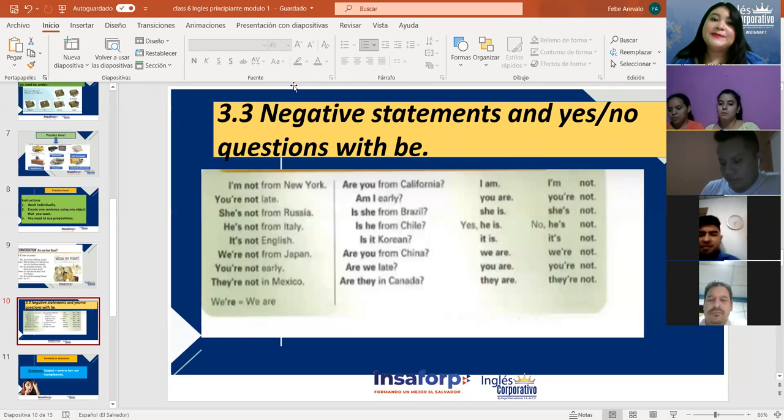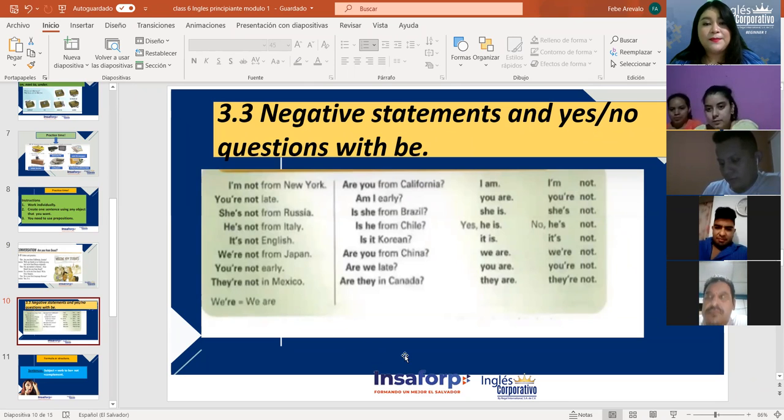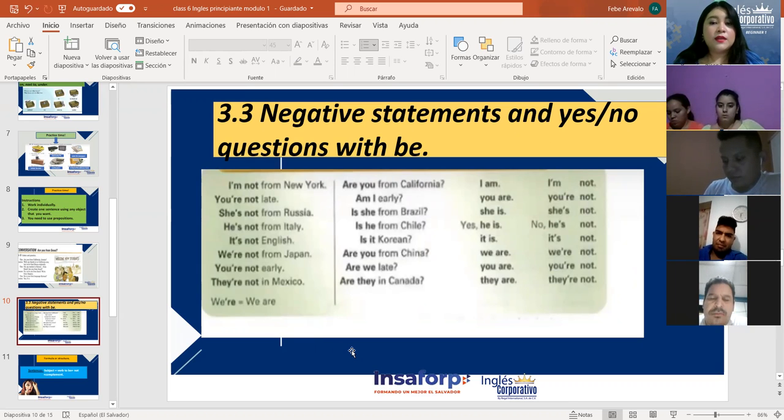Tenemos este otro tópico. Negative statements and yes, no questions with be. Primero escuchen atentamente y con cuidado lo que yo voy a pronunciar ahorita para que después, cuando les toquen a ustedes, no tengan ningún mistake, no tengan ningún problema.